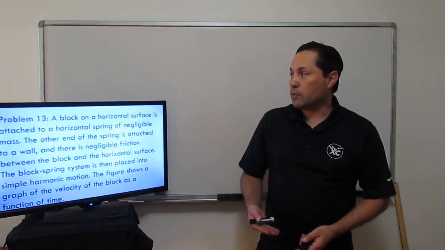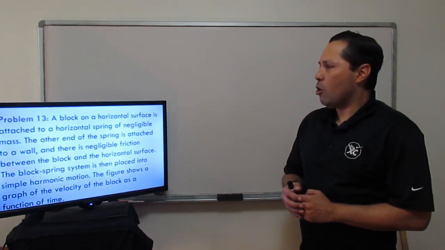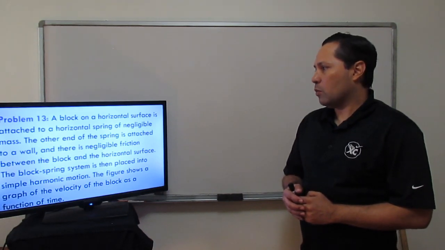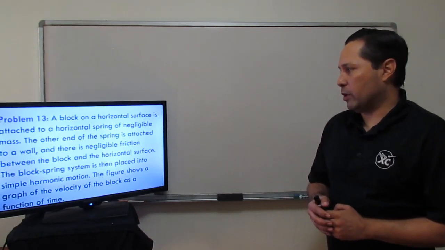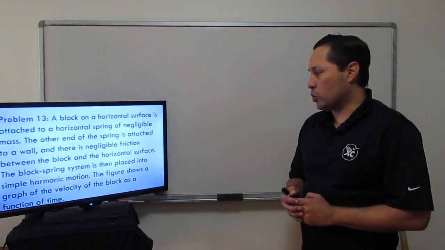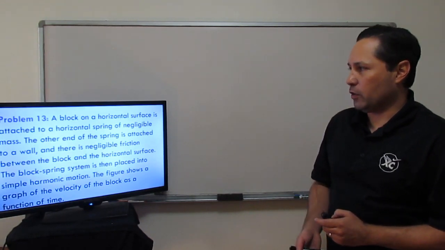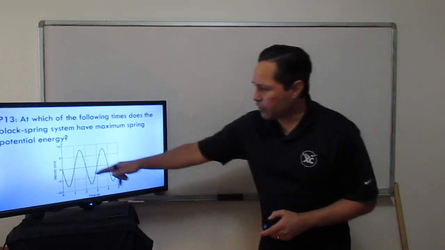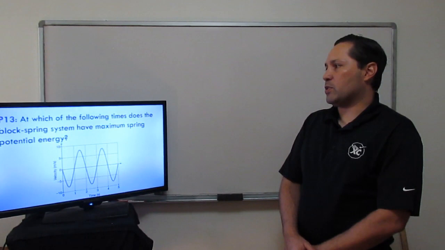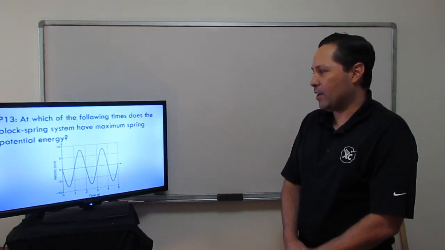In problem 13, we're asked the following. It says, a block on a horizontal surface is attached to a horizontal spring of negligible mass. The other end of the spring is attached to a wall where there is negligible friction between the block and the horizontal surface. The block-spring system is placed into simple harmonic motion. The figure shows a graph of velocity of the block as a function of time. So there's a graph, there's velocity, there's time. It says, at which of the following times does the block-spring system have a maximum spring potential energy?